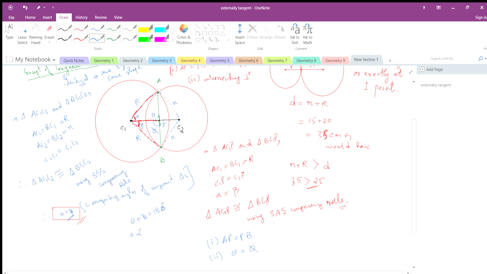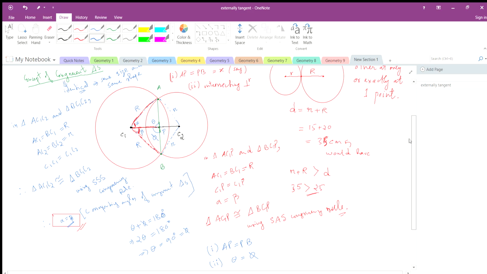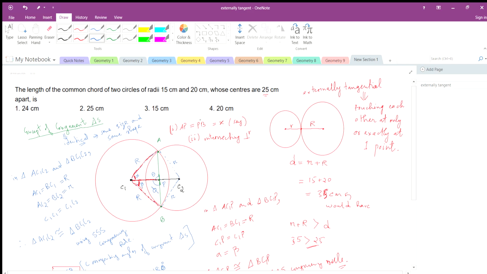That means from here, replacing phi by theta, you will get 2 theta equal to 180 degrees. So theta is 90 degrees, equal to phi. See, I have proven both the statements. That is, AP and PB will be equal, and C1C2 and AB, these two line segments, will intersect each other at 90 degrees. So this angle will be 90 degrees.